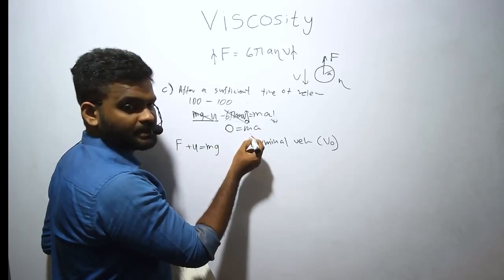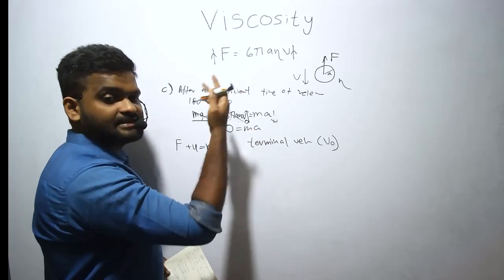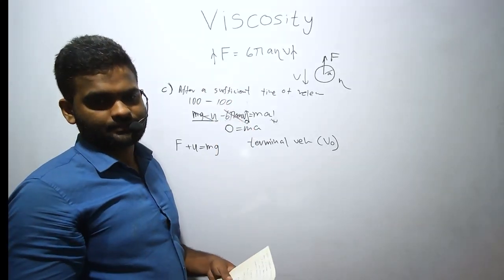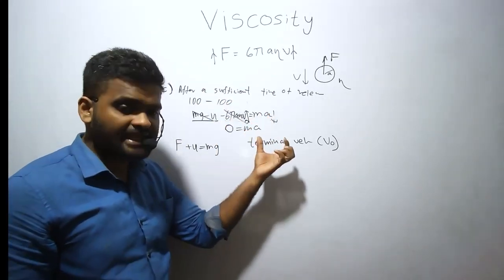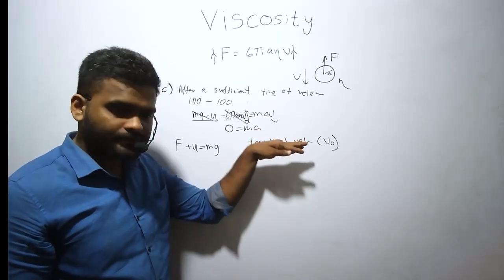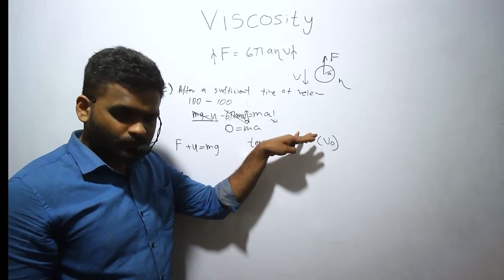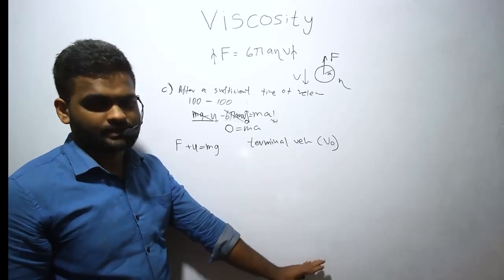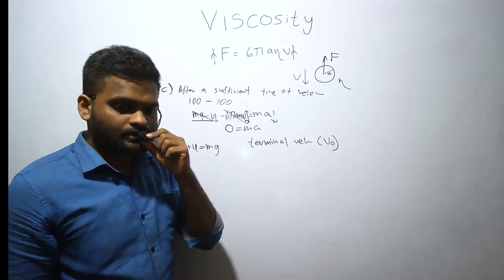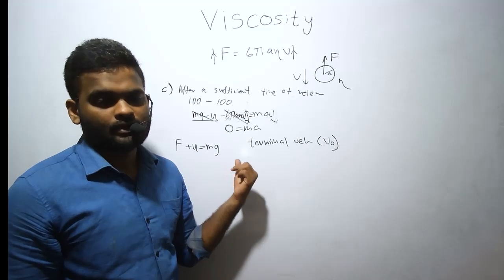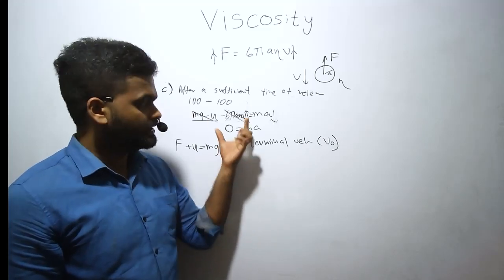0 equals ma. Then what happens? Acceleration is 0 at that moment. Once it gains 0 acceleration, after that, the object starts to move at constant velocity downwards. That constant velocity is what we call terminal velocity, V naught. Right?